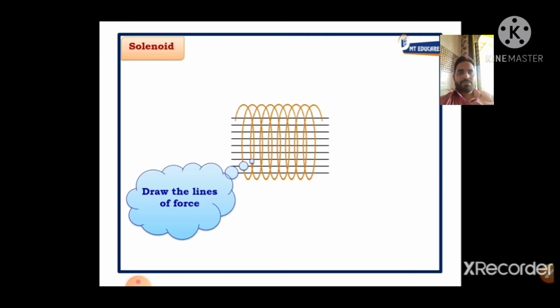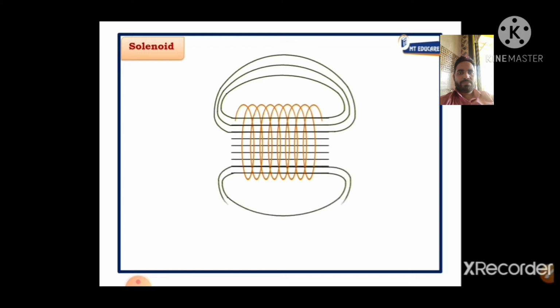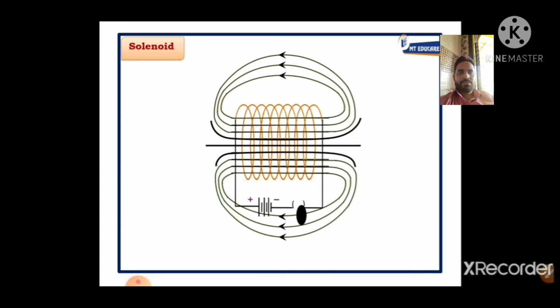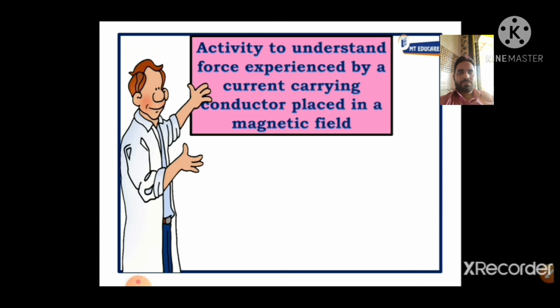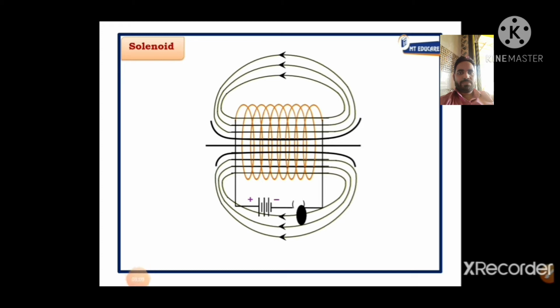Then draw the lines of force. You have to draw the lines of force, connecting all these lines in this way, you can see, right. Then draw the arrows, and connect to a battery and plug key. Got it? This is how you have to draw. So here is the diagram once again. In this way you have to draw the solenoid diagram. I hope it is clear how to draw the solenoid diagram.